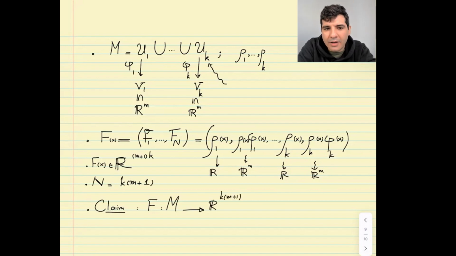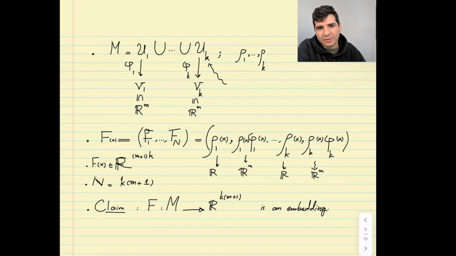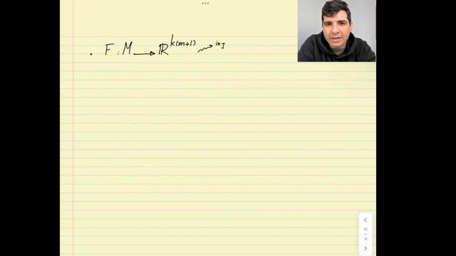So the claim is that the function f defined this way into R^(k(m+1)) is an embedding. That's the essential claim. If you prove this, we have an embedding from our manifold into some Euclidean space. Okay, so let's rewrite the claim. We say f, the way we defined it, is an embedding from M into R^(k(m+1)). So I should show f is injective. Since M is compact, it's enough to show it's an injective immersion, because the properness follows automatically.